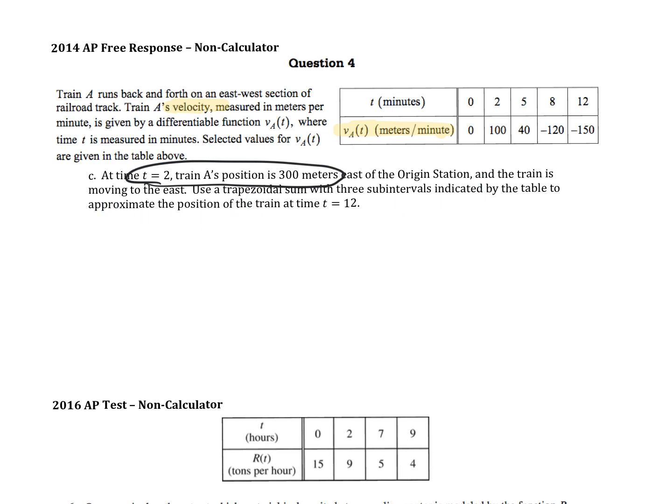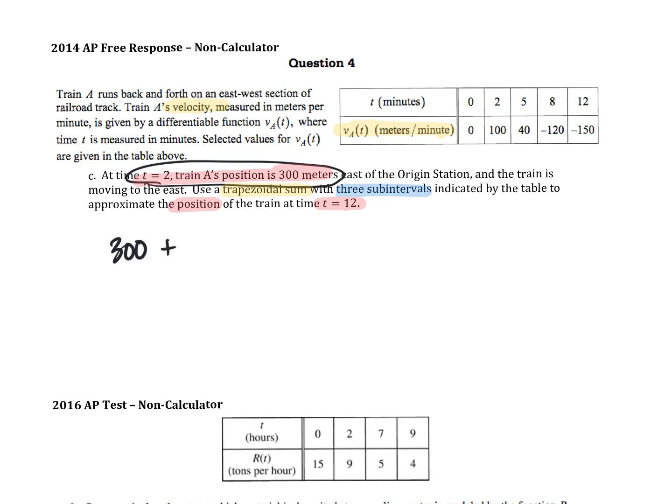Use a trapezoidal sum with 3 subdivisions, just means 3 trapezoids, to approximate the position when t is 12. Where did we start, Brady? 300. We started at 300. Do we need to add that 300? I agree. Because guess what? So this is free response. So we don't, just throw it down so it's there. He's saying we got to add that 300.